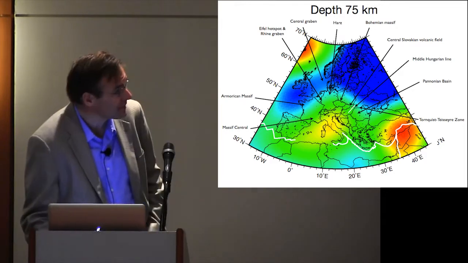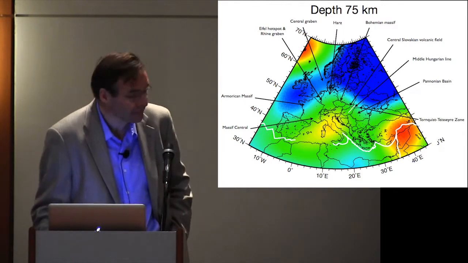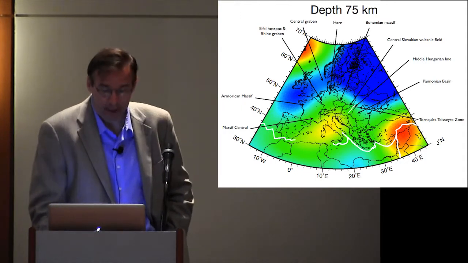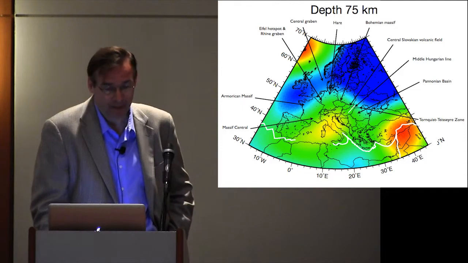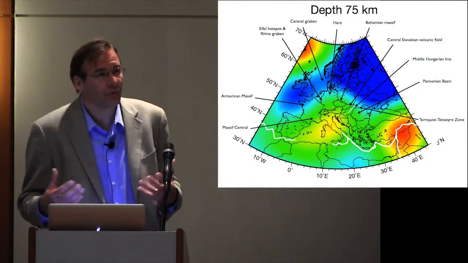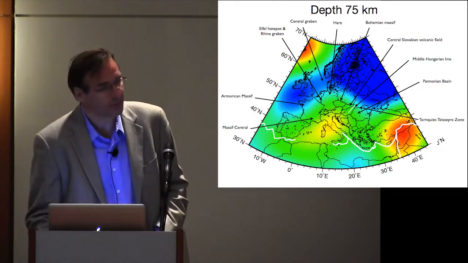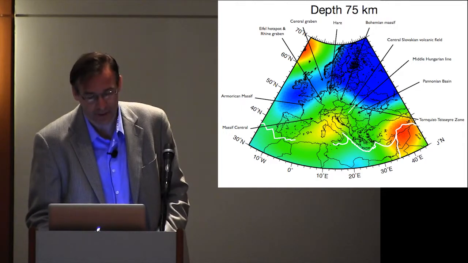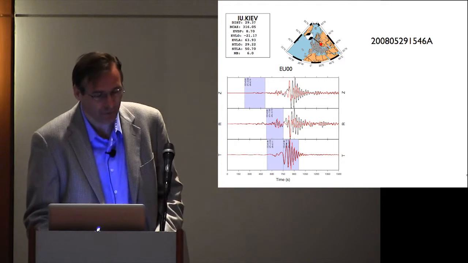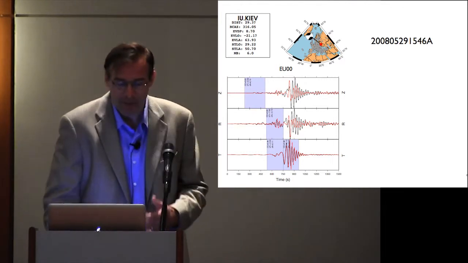This sharp contrast is the Tornquist-Teisseyre suture zone. This is the Massif Central in southern France, Brittany, Eifel, the Eifel hotspot and the Rhine Graben. This is the Central Graben in the North Sea, and this is the Harz. So the point really here is just to show how using these iterative inversions, these much smaller scale details can be resolved from this background model. And after you've done these 30 iterations, this set of seismograms that I showed you previously might look like this.